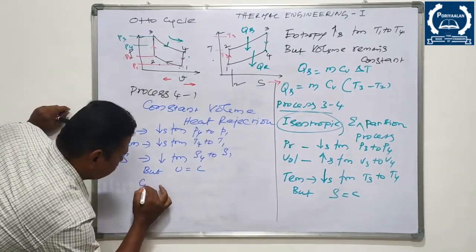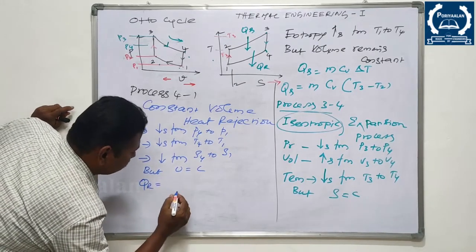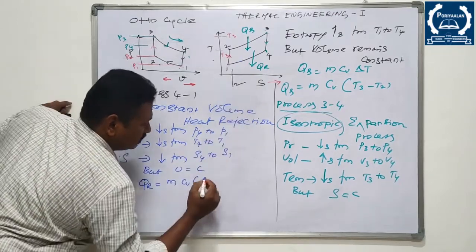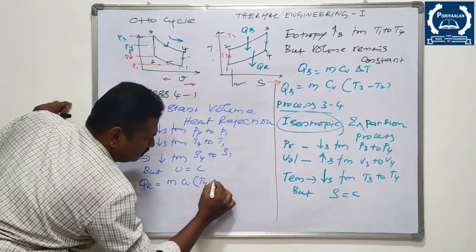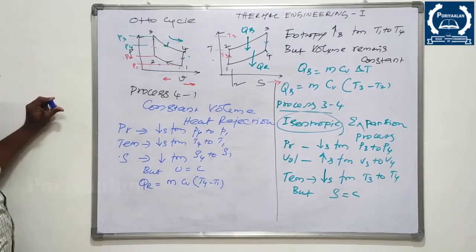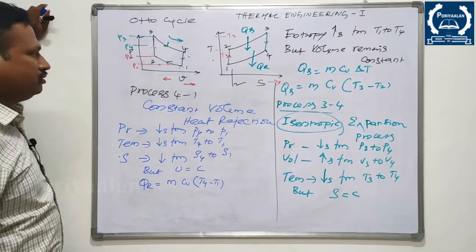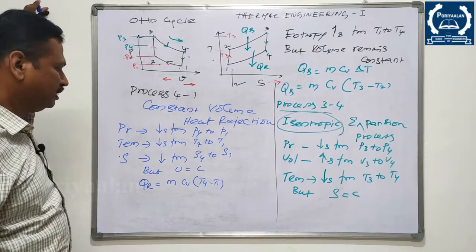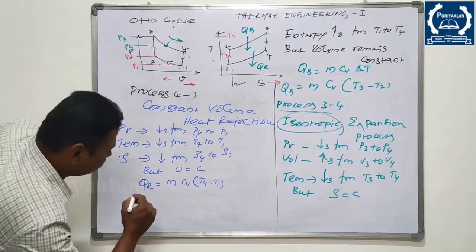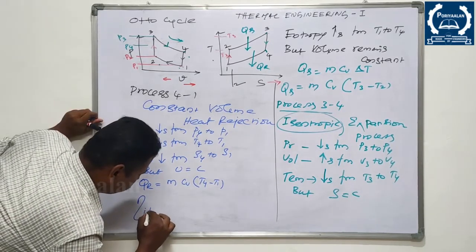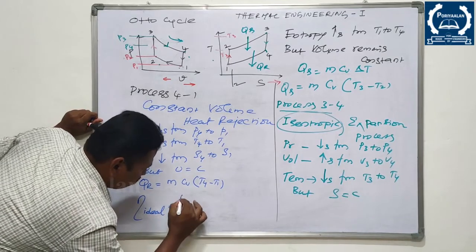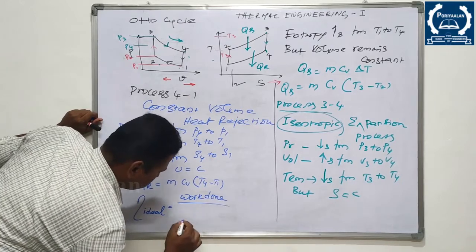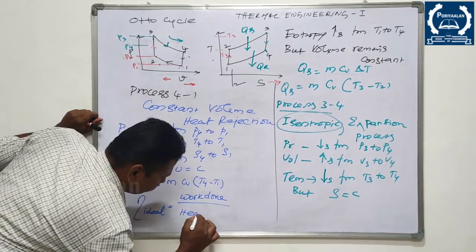So heat rejected during this process is mass into specific heat, then these two temperature difference, T4 minus T1, mCv into T4 minus T1. So we have completed all those processes. Then we have to start with the efficiency, ideal cycle efficiency. So as you all know that, efficiency is work done by heat supplied.